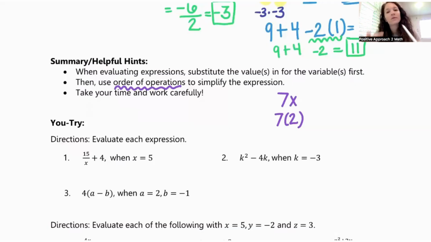So really just take your time and say, okay, let's square this. Let's think about this. -3 squared, is it going to be positive? Is it going to be negative? Let's not rush it, right? So just take your time and work carefully.